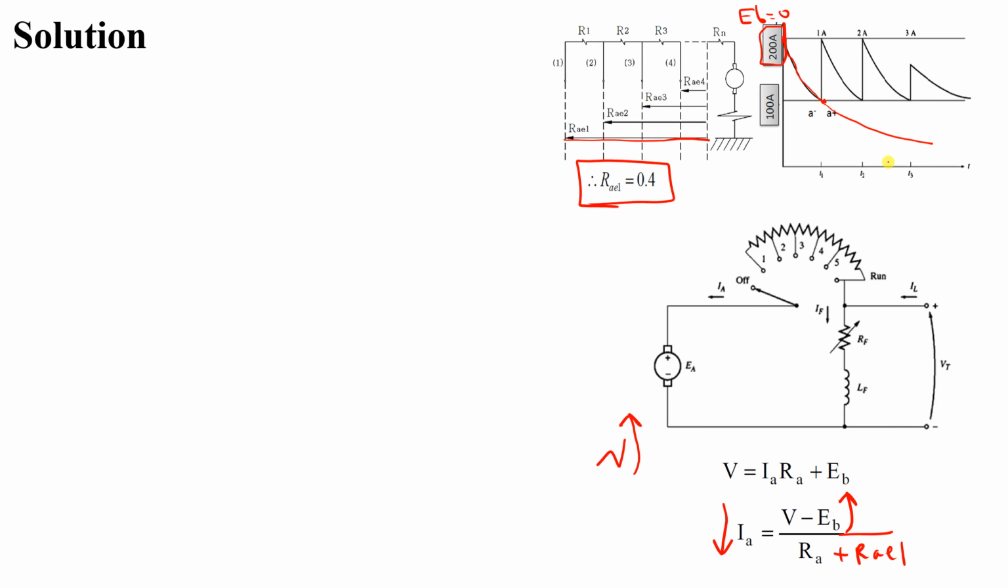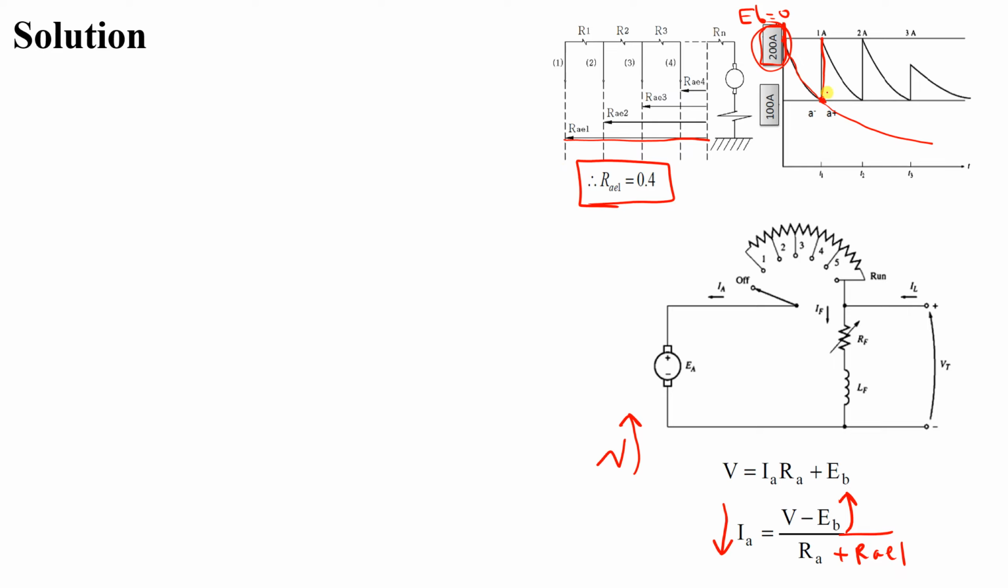So I don't need this. I want it to fluctuate between 100 and 200. So at this point, I will prevent it from going down. How can I prevent it from going down? By removing some resistance to make it go up to 200 amperes once more.